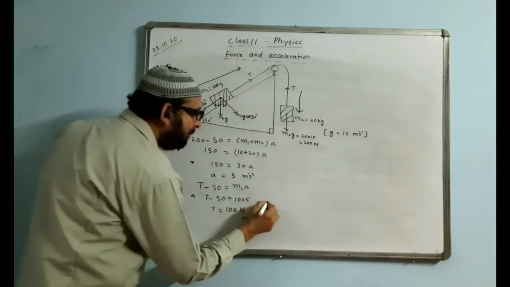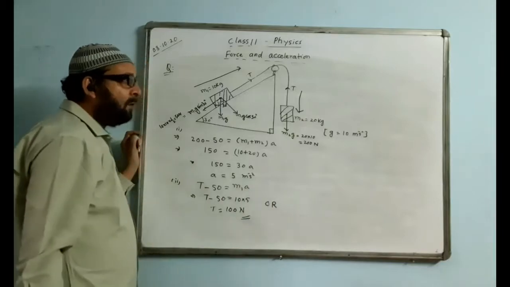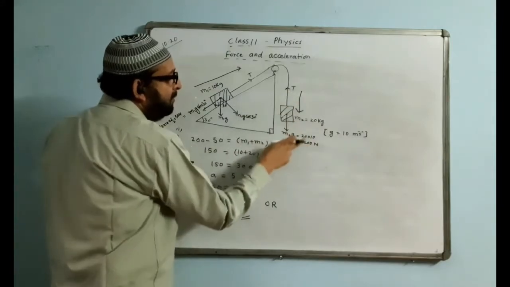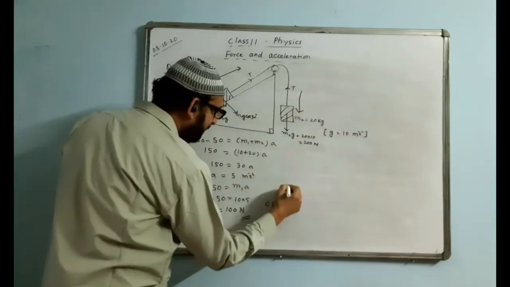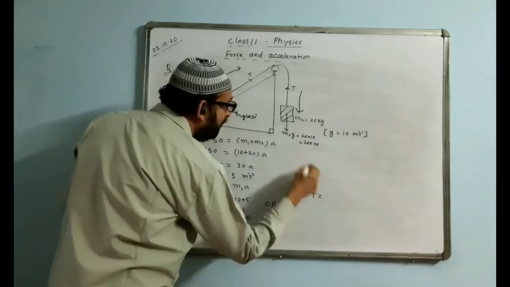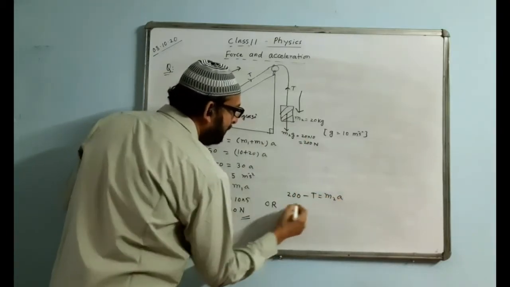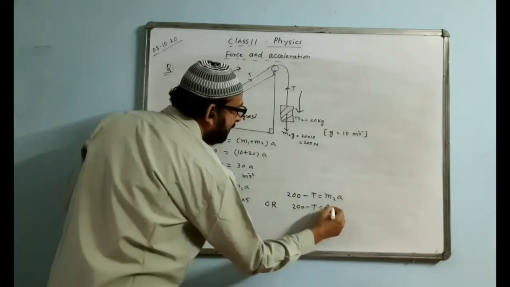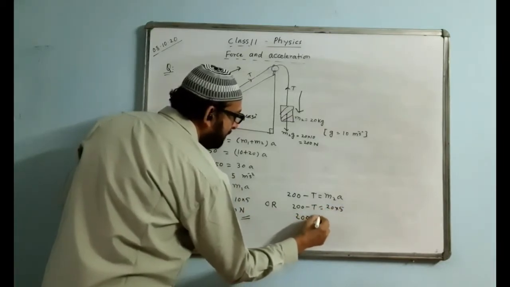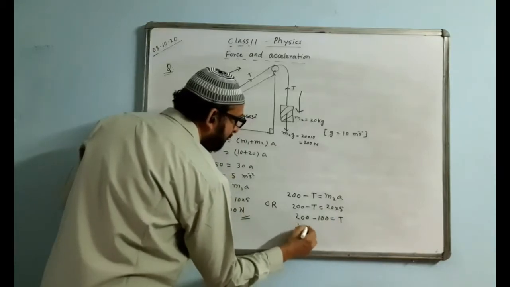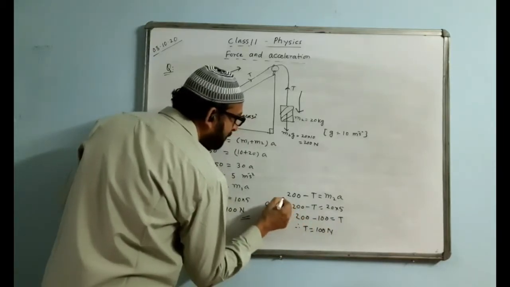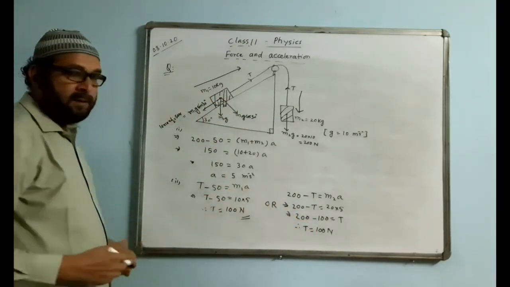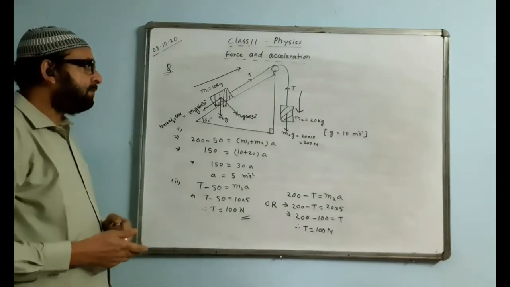We can find the tension by considering the motion of the block M2 also. So if you consider M2, which is bigger, 200 or T? 200, because the motion is in the downward direction. I am writing like this: 200 minus T is equal to M2A. 200 minus T is equal to M2 value 20 and A value 5. So 200 minus 100 is equal to T. Therefore, the T value becomes 100 Newton. So this is also a way of doing it. You can do either this way or that. Any one way you do, the answer comes the same.